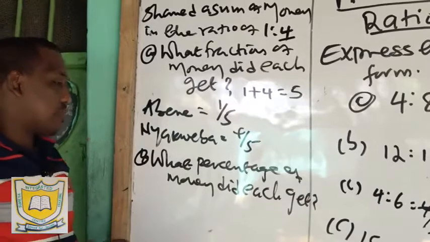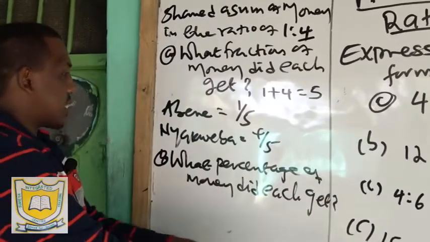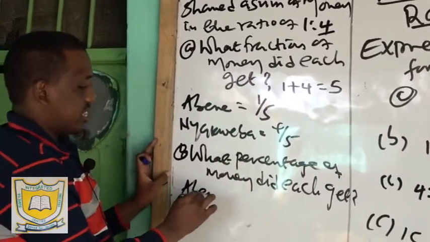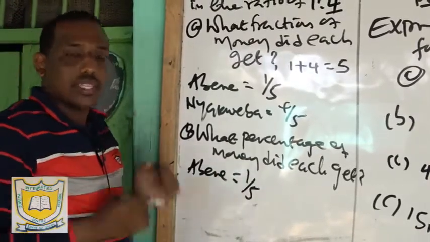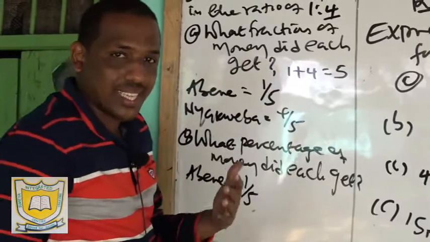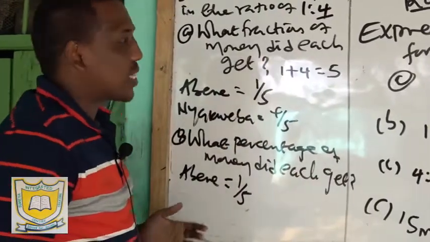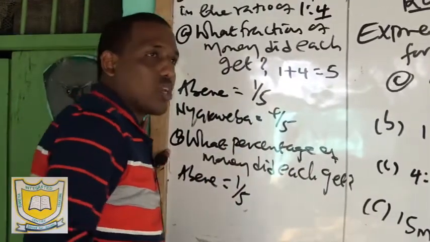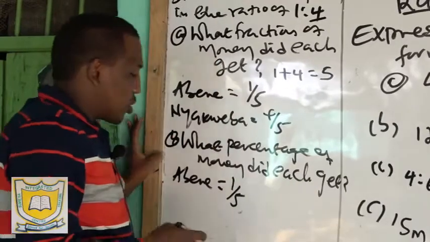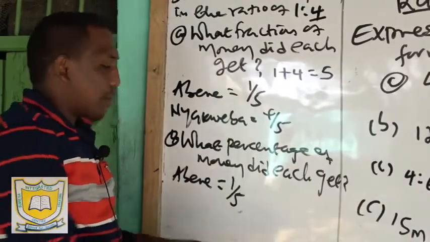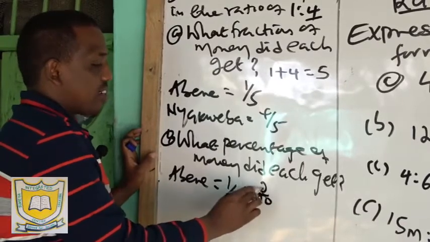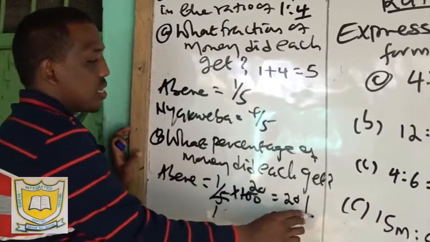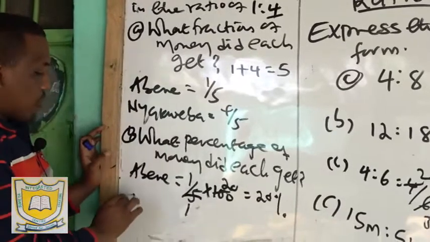Let us now get the percentage of each one. Let's start with Apere. They said each. For Apere, the fraction is 1 over 5. They said percentage, and when you hear percent, you multiply it by 100. We have learned that when we were doing profit and loss with money. So Apere is 1 over 5, changed to a percentage, times 100. 100 by 5 is 20, which is equal to 20%. That's Apere.